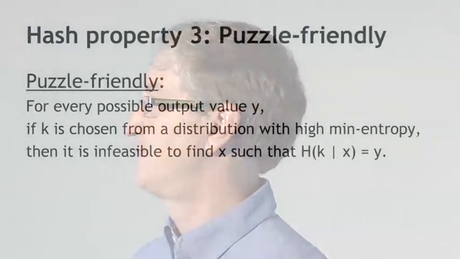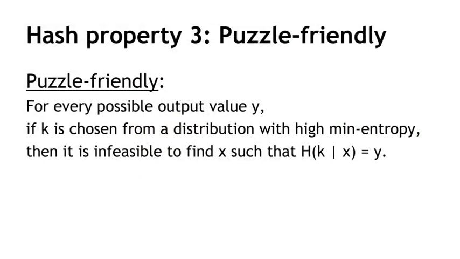The third security property we're going to need is that they're puzzle-friendly. And this is, again, a little bit more complicated, but let me just go through it bit by bit. For any possible output value y that you might want from the hash function, we're going to use y as an output value of the hash later. If k is chosen from a distribution that has high min-entropy, that is, k is chosen randomly from some set that's super spread out, then there's no way to find an x such that the hash of k and x is equal to y.